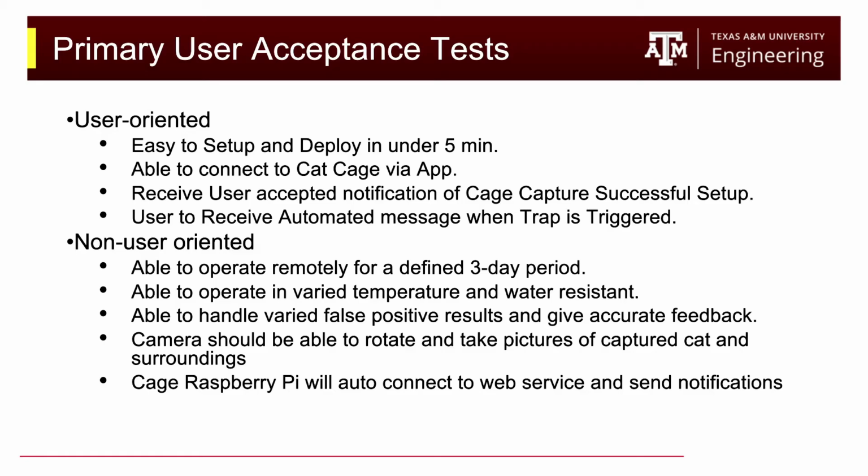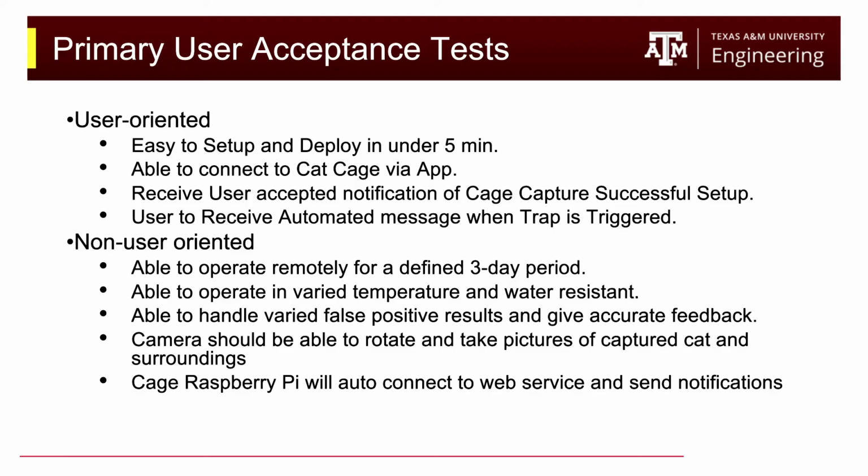User-oriented tests will include easy to set up and deploy in under 5 minutes, able to connect to a cat cage via an app or similar device, receive user-accepted notifications that a cat cage was successful during setup, and user to receive also an automated message when the trap is triggered by a cat.